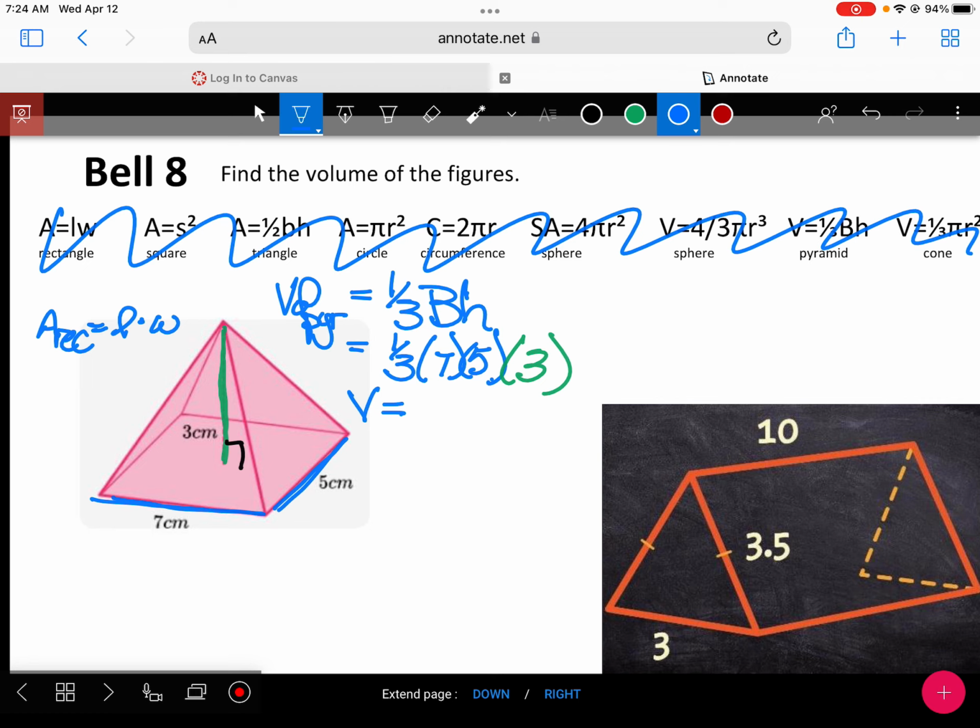But we know 1/3 and 3/1 are reciprocals, meaning they are kind of like opposites and they're going to cancel out. If you take 1/3 times 3/1, that simplifies to 1. So now I'm left with 7 times 5, which is 35 in centimeters cubed, because we're talking about volume. Okay? Any questions about that first one? Okay.